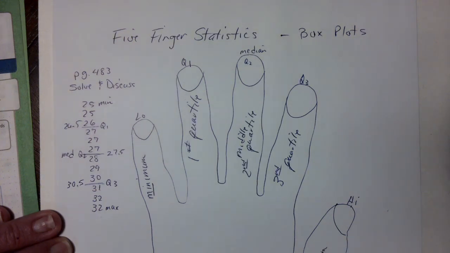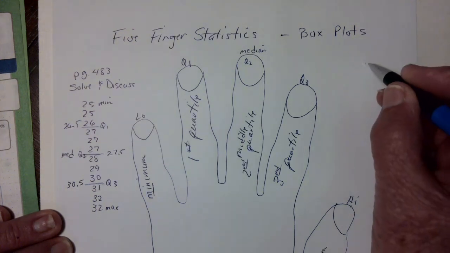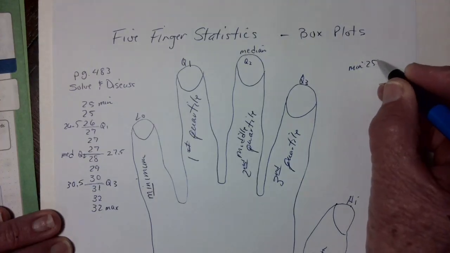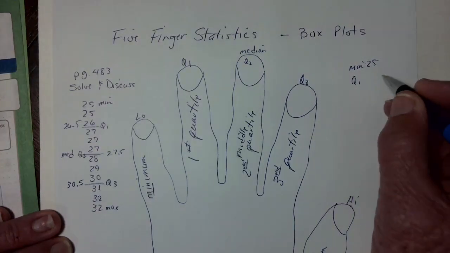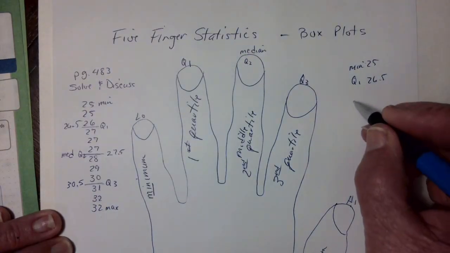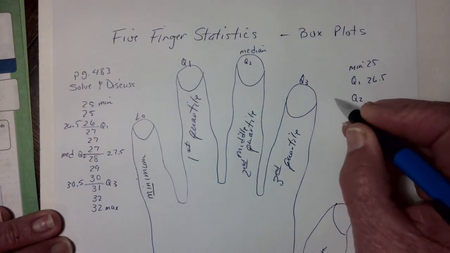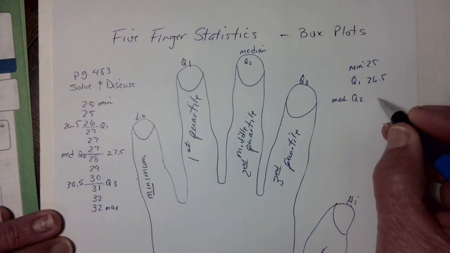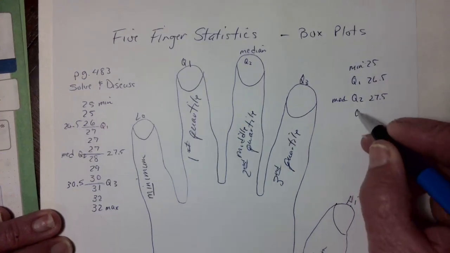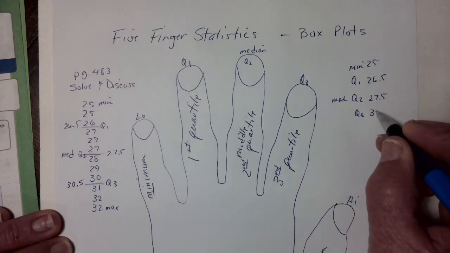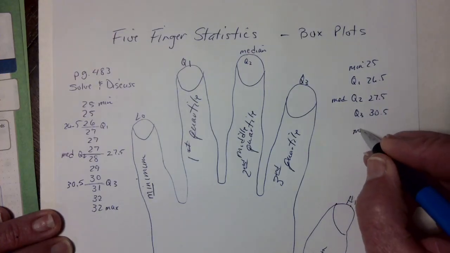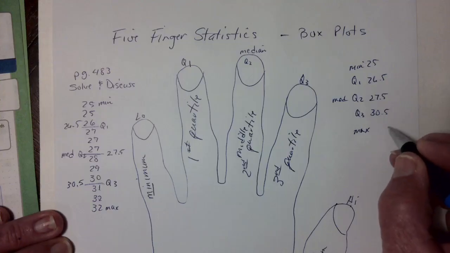Okay? So I've got a minimum of 25. My min is 25. My Q1 is 26 and a half. My median, or my Q2, which is also called my median, is 27 and a half. My Q3 was 30 and a half. And my max, which is my high, was 32.